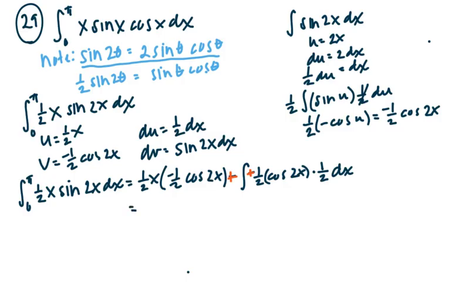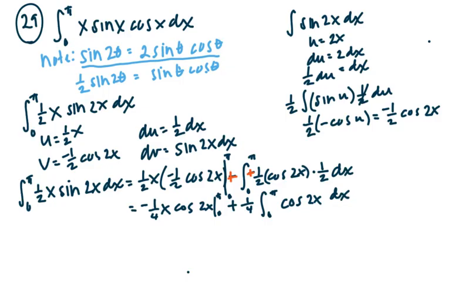So we have, from 0 to pi. This notation gets a little messy. This is from 0 to pi. So we have negative 1/4 x cosine of 2x from 0 to pi plus 1/4 the integration from 0 to pi cosine of 2x dx.